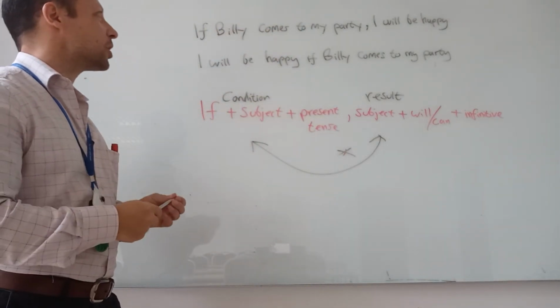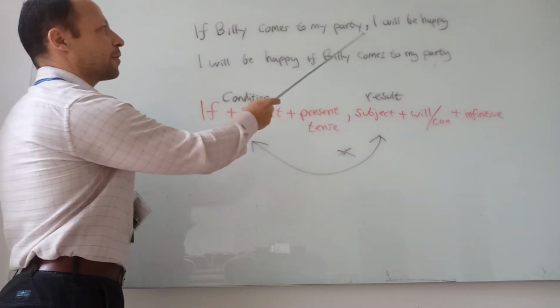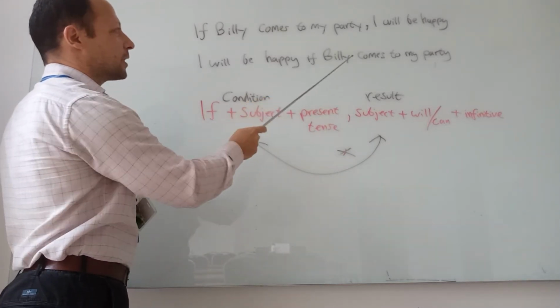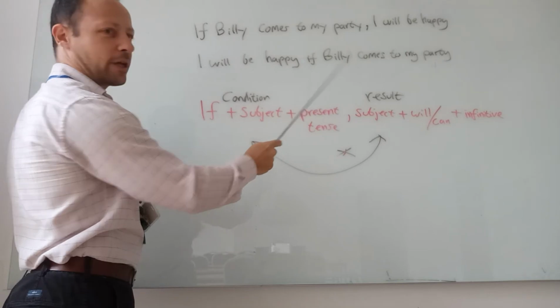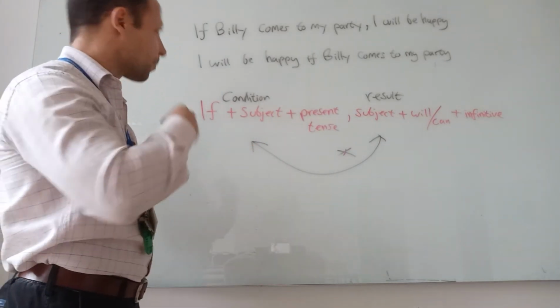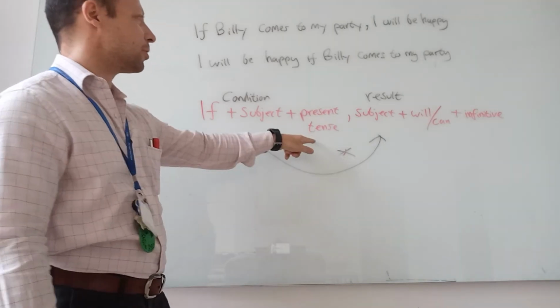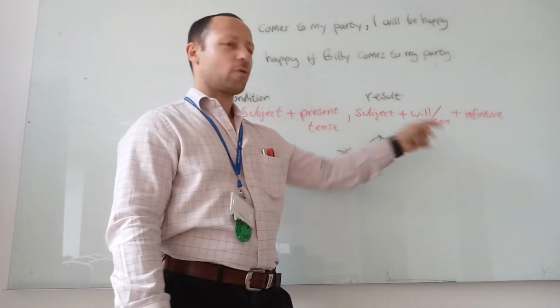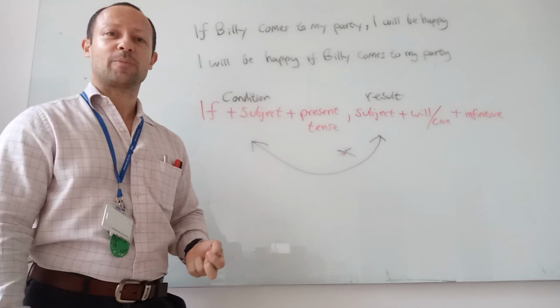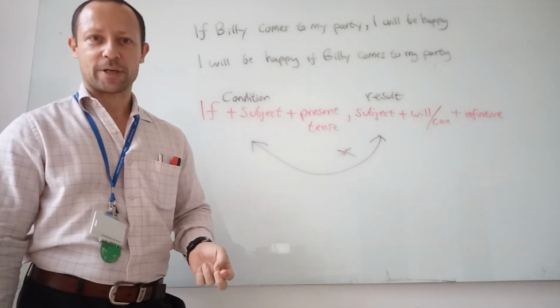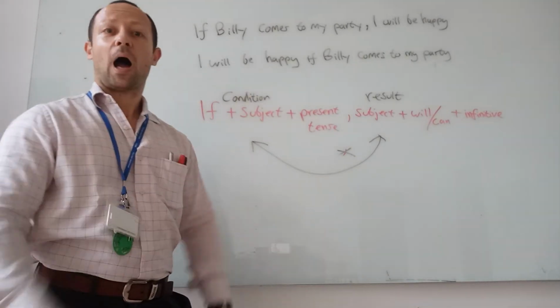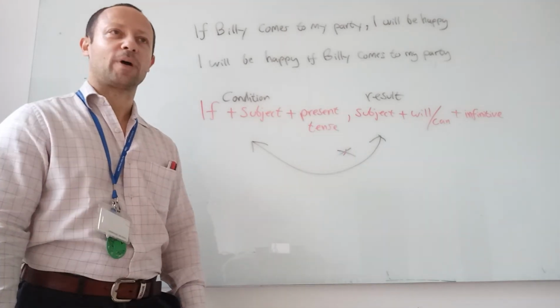Now, we can see here in the first one that we have the comma. In the second one, we change the sides around, there's no comma. So, very simple. You have the condition. If this happens, then the result, this will happen. If Billy comes to my party, I will be happy. I will be happy if Billy comes to my party.